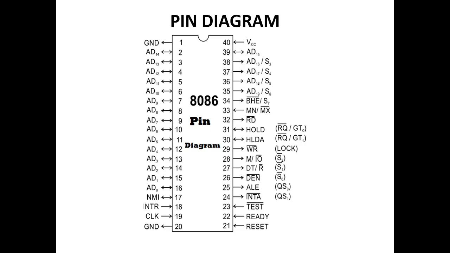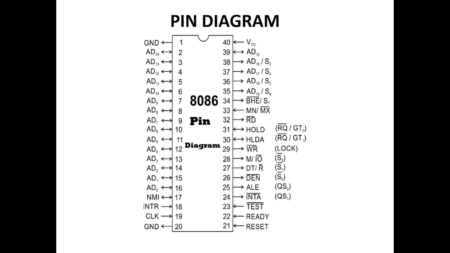Next, the write pin. It indicates the processor is performing a write memory or write IO cycle, depending on the state of the memory IO signal. Interrupt acknowledgement. The signal indicates the recognition of an interrupt request. It is used as a read strobe for interrupt acknowledgement cycles.